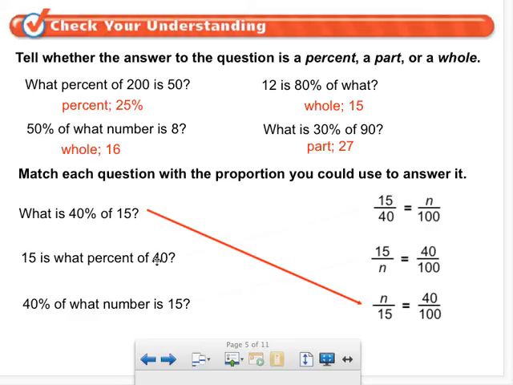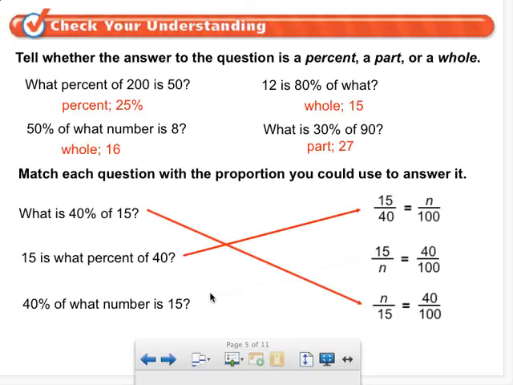So I'd write that how? Out of 40, there's 15, right? So my first fraction would be 15 over 40, right? But it says what percent. We don't know what percent. So it would have to be n over 100, because what percent is over 100, right? What percent? So 15 out of 40 over what percent per 100, okay?